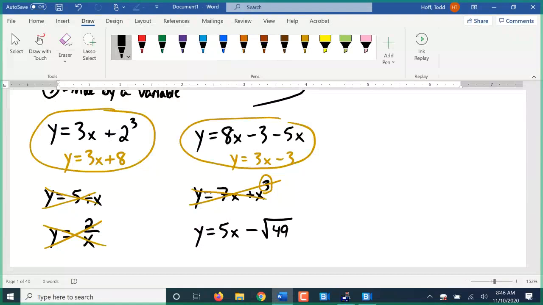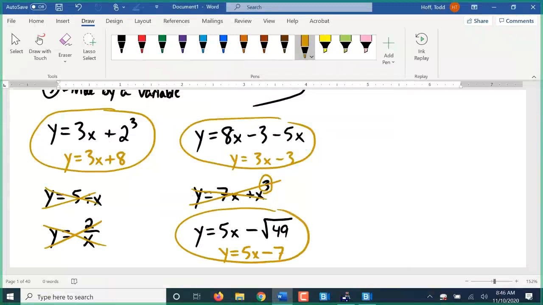Y equals 5x minus the square root of 49. Well, that's just y equals 5x minus 7. The square root of 49 is 7. Well, that's fine. Even though it's got a square root in it, it's not on the variable. Y equals 3 to the power of x. Well, there our variable is the power. That's going to be a problem. That will not form a line.